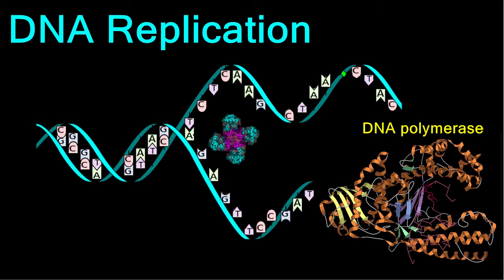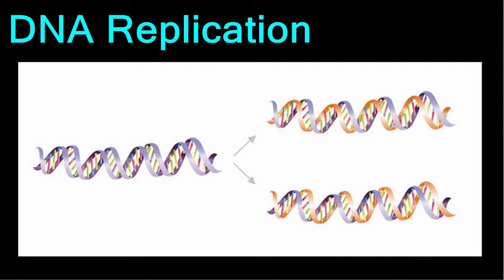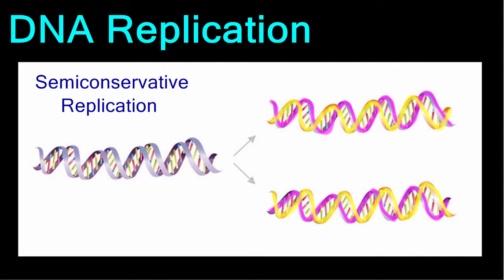A second enzyme called DNA polymerase reads the exposed nitrogenous bases and adds new nucleotides according to the base pairing rules. Adenine binds to thymine, and guanine binds to cytosine. In this way, 2 molecules of DNA are formed, each possessing 1 original strand of DNA and 1 new strand of DNA. This is referred to as semi-conservative replication.